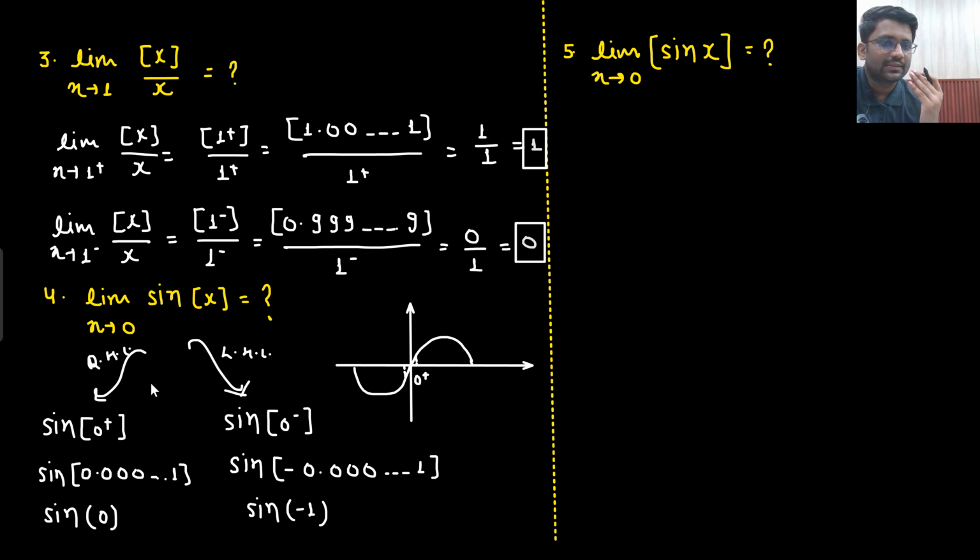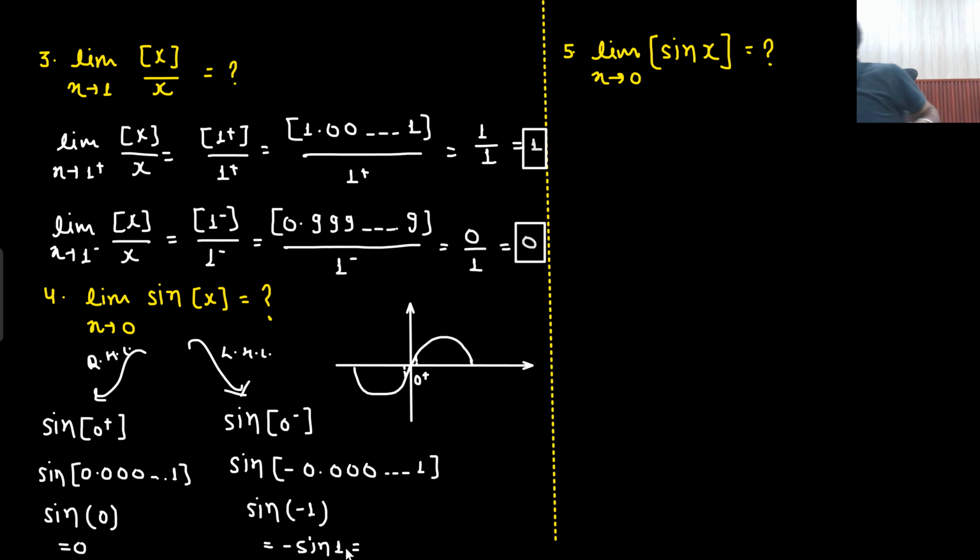So 0 plus, some value just greater than 0, means the greatest integer function will put it to 0. And for some value just less than 0, what would the greatest integer function do? Less than 0, that means minus 0.001, it will equate it to minus 1. So here you are getting the answer sine 0, which is 0, and here you are getting minus sine 1, where 1 is in radians. What is the value of sine 1? 1 radian is nearly around 57 degrees. So you can check the answer on your own. Now the answer you are getting is minus sine 1.